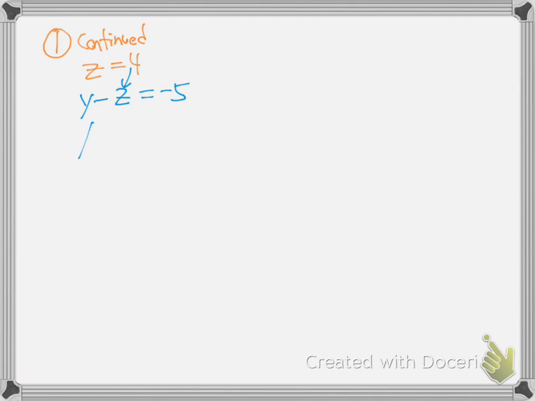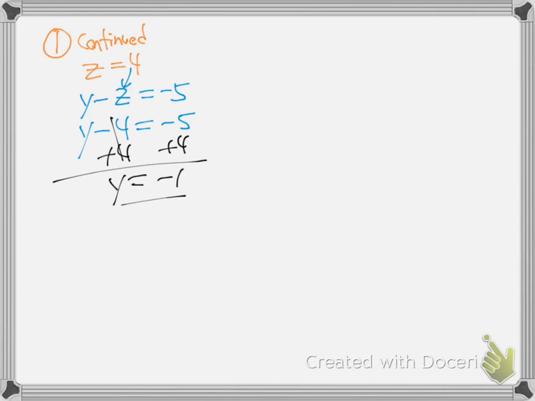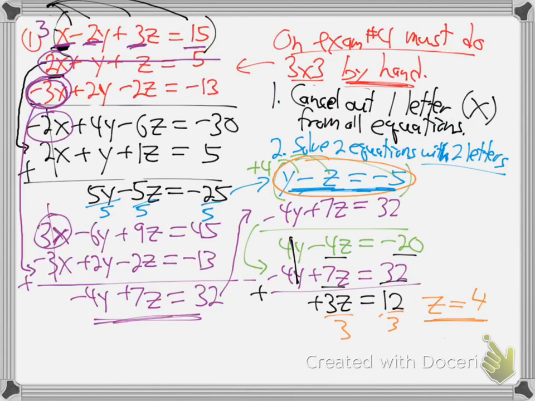And so what do you get? Y minus 4 is negative 5. How do you solve for y? Add the 4. Y is negative 1. So now we got y, we got z. Now go back to, I'll just grab the original first one here.